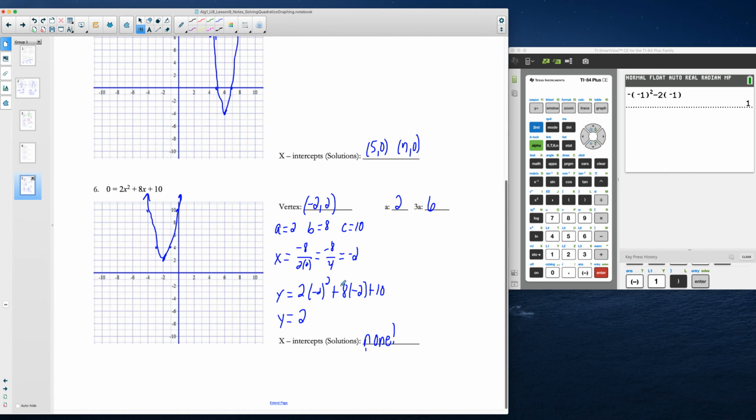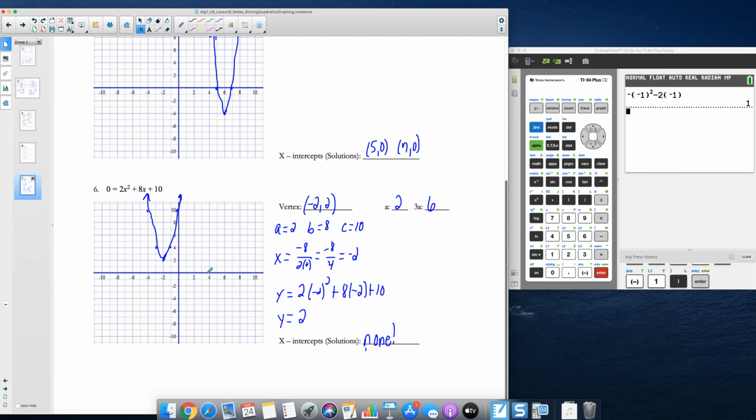If we go back and plug that into our equation, you should get a y-coordinate of 2. So our vertex is negative 2, 2. I'm going to go up 2 to the right one, up 2 to the left one. All right. And then up 6 to the right one, up 6 to the left one. And then just like the earlier example, you can see that it does not cross the x-axis. We don't have any solutions here at all.